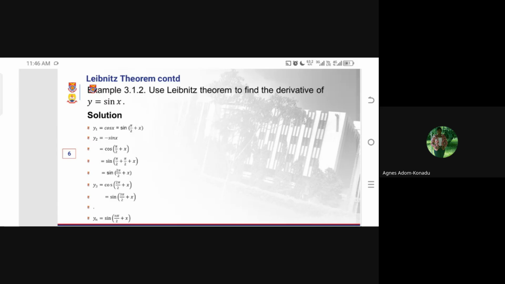using double angle. And I hope they remember double angle. What is sine a plus b?